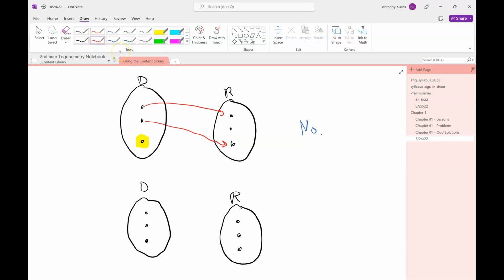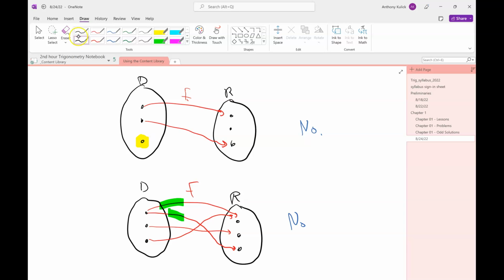Okay, what about this? Does that represent a function? No, why not? Yeah, so we notice that one of our domains is going to two separate places. So that would not represent a function either. Does everybody feel okay if we're looking at a mapping diagram being able to tell?